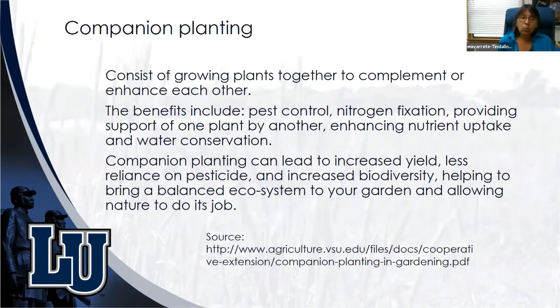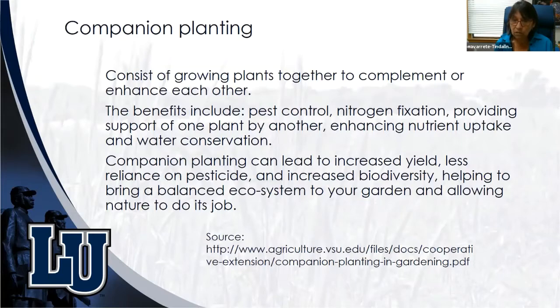So what is companion planting? You see the combination of different plants in one, either a garden or in containers. Companion planting is just growing plants together. The point of that is that they complement or enhance each other.